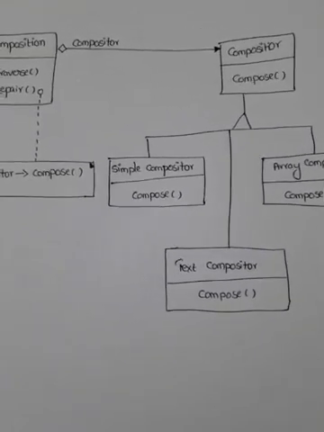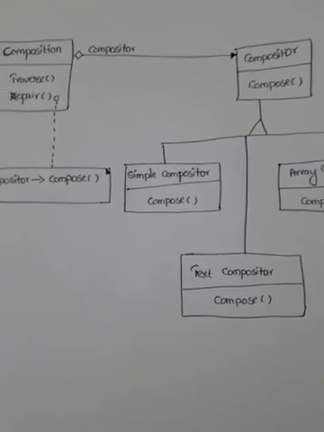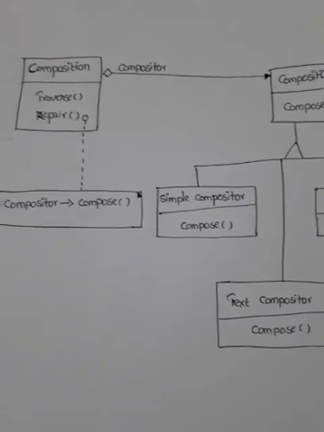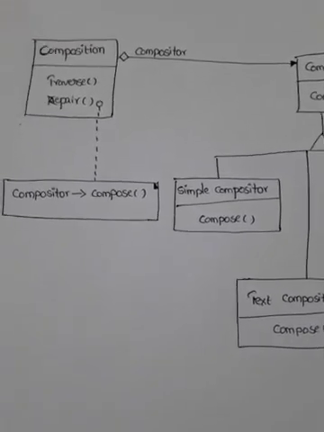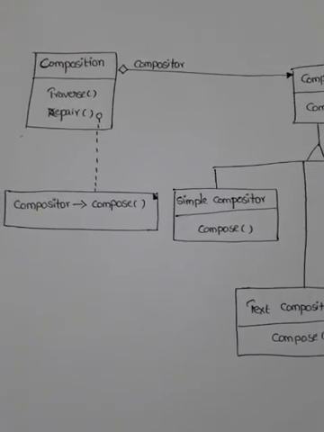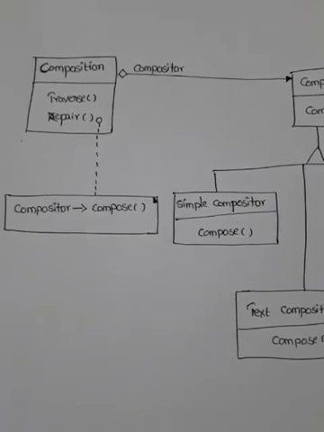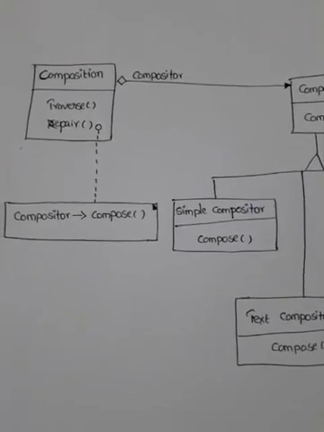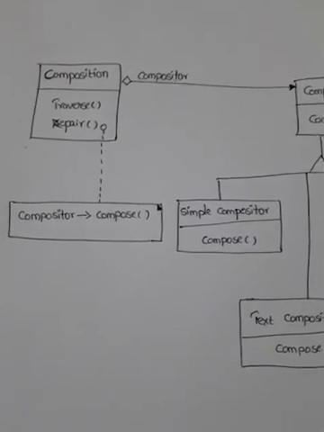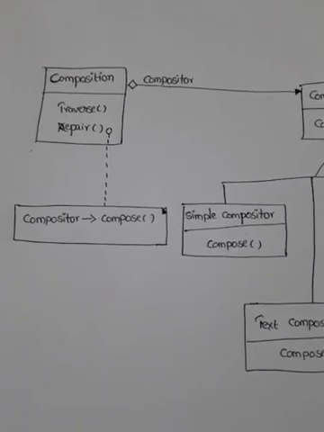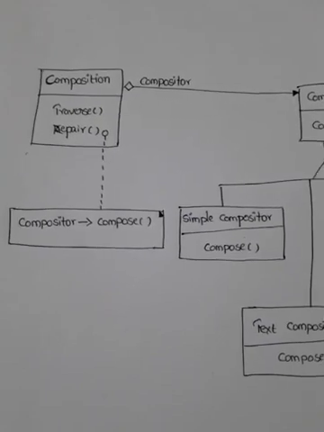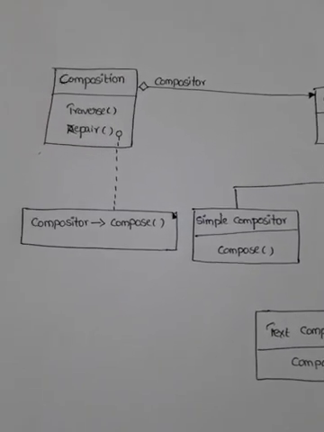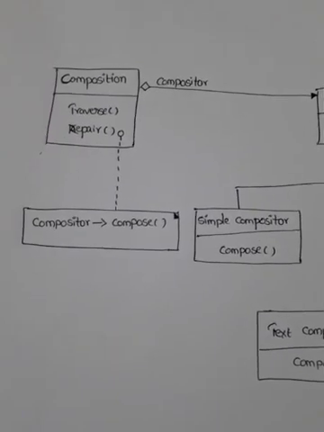Coming to the composition maintenance, let us consider an example. A composition maintains a reference to a composite object. Whenever a composition reformats its text, it forwards this responsibility to its compositor object. The client of composition specifies which compositor should be used by installing the compositor into the composition.